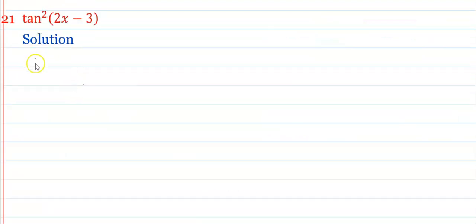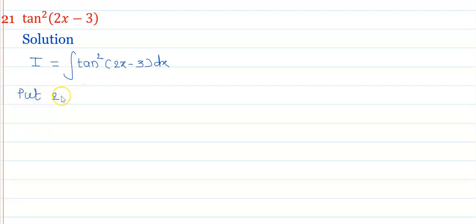Here I is equal to the integral of tan square in bracket 2x minus 3 into dx. Now again the substitution, 2x minus 3 is t.